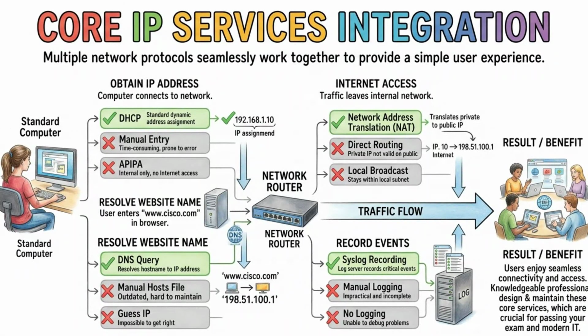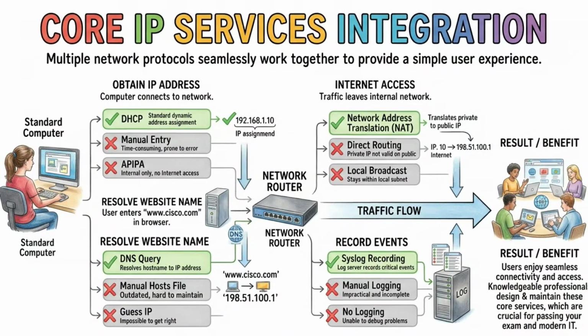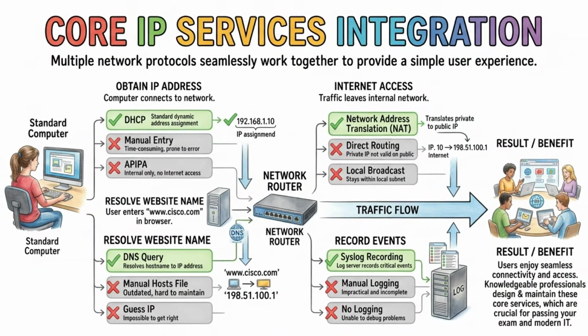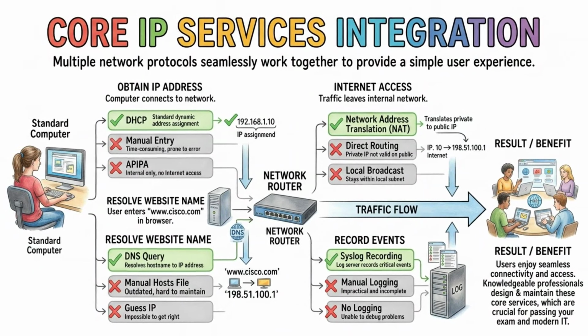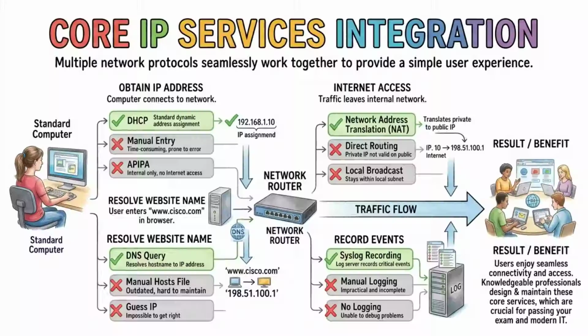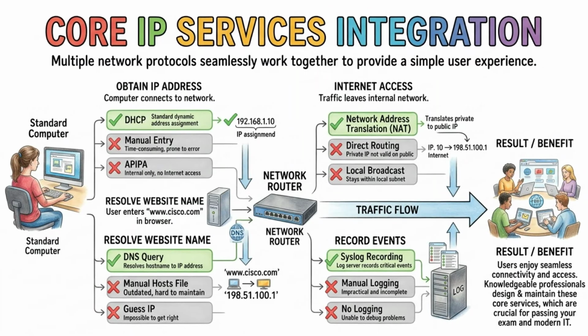Taking a step back, you can clearly see how all these unique services beautifully integrate together to create a perfectly seamless user experience. A standard computer uses DHCP to get an address, DNS to find a website, and NAT to translate its private address for the public internet, all while the router uses COS to prioritize the traffic and Syslog to actively record the events.